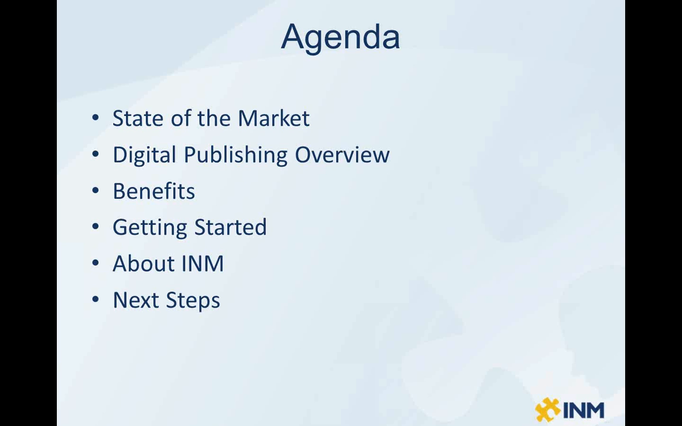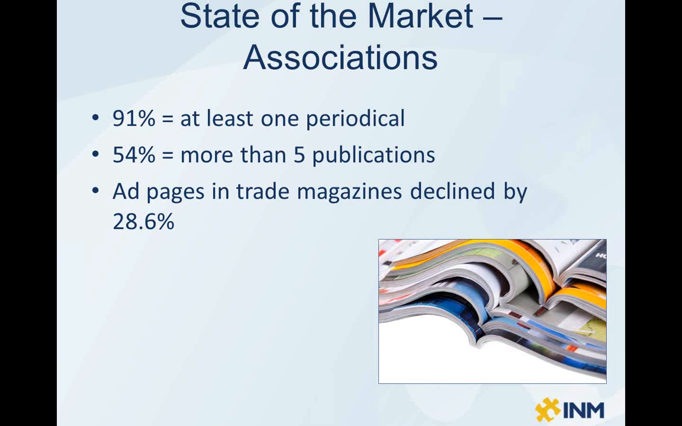Like many industries, associations find themselves at a crossroads. Nearly all associations are publishing a periodical today, at around 91%. 54% of those associations are actually publishing 5 or more titles. A bit of a concern is that in recent years, ad pages in trade magazines have started to decline, roughly around 28.6% as compared to 2008.